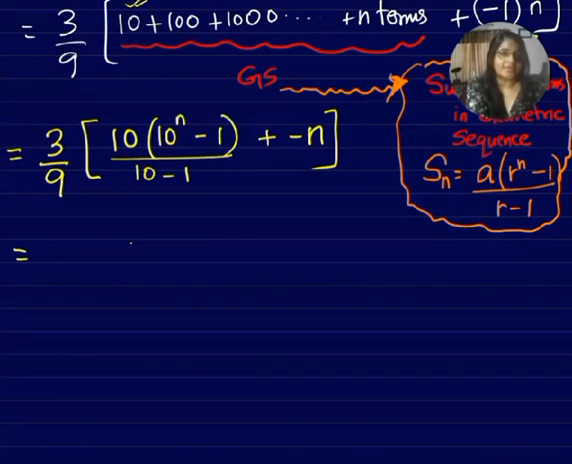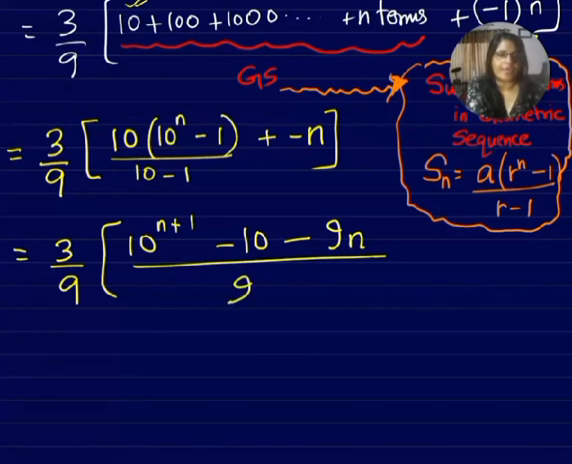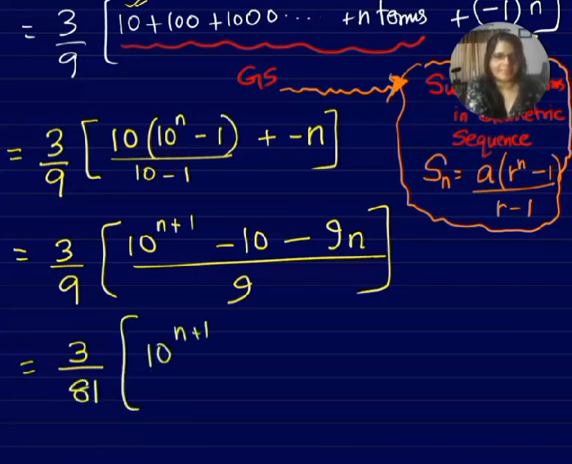Now we are almost near our answer, but let's make it a little bit more cute by simplifying it. 10 times 10 to the power n will become 10 to the power n plus 1, and then we have minus 10 over 9, which I can multiply here also, so it will become minus 9n over 9. Now let's take this 9 outside, so that will become 9 times 9, which we know is 81. So 3 over 81 times 10 to the power n plus 1, and we can take negative common here. So you'll end up with 9n plus 10, and that's our formula.